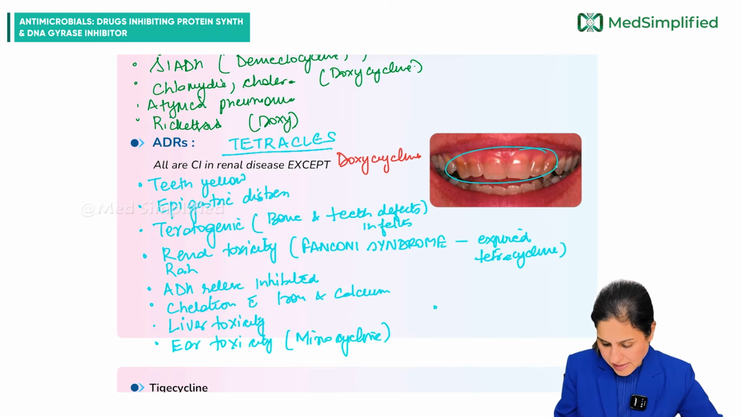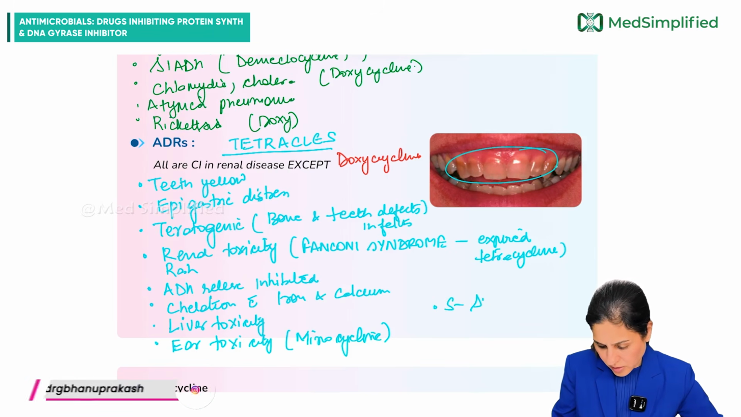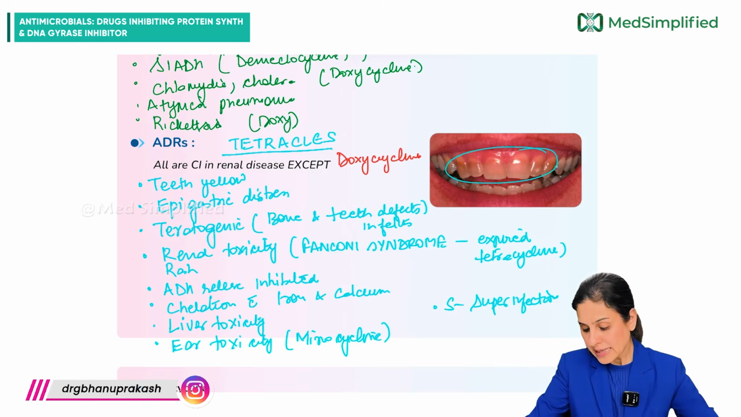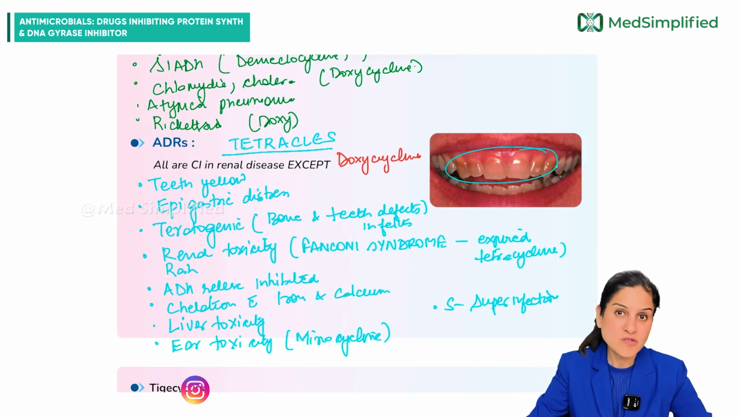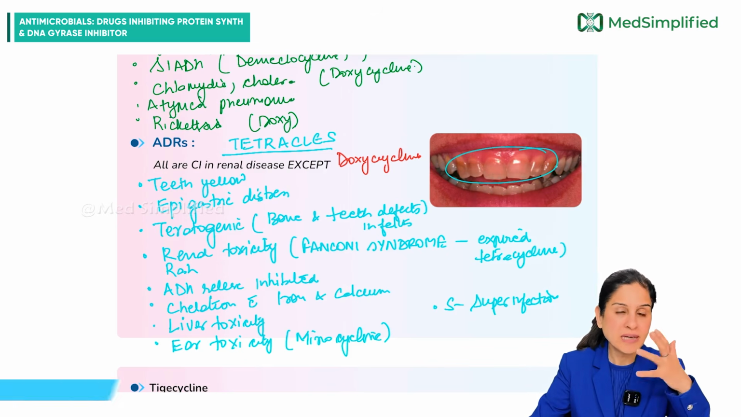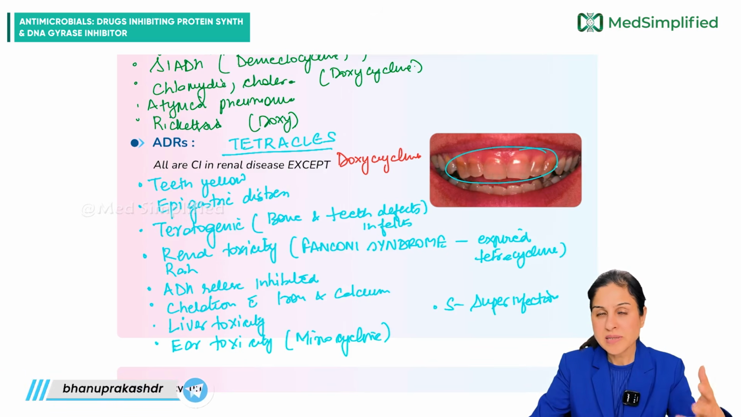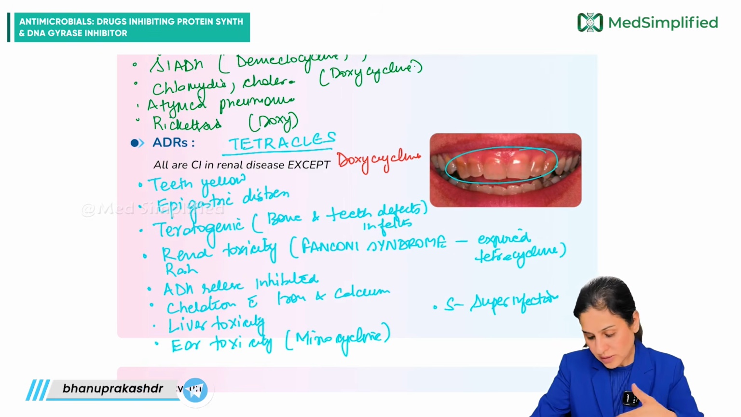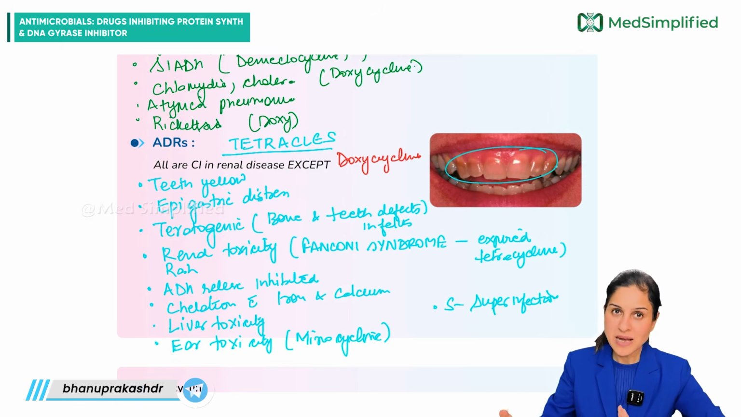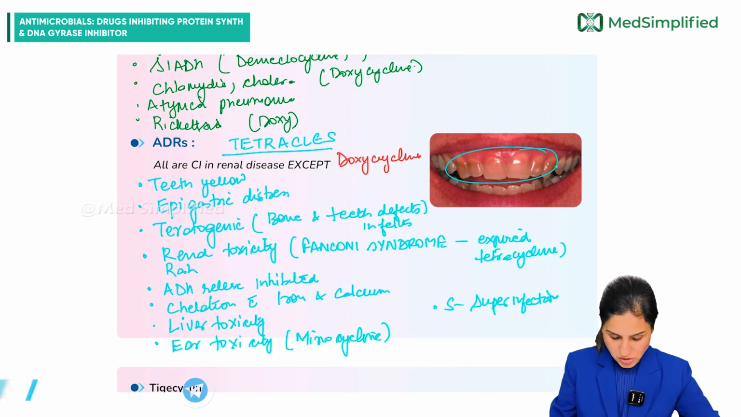And S stands for superinfection. Tetracycline is a broad spectrum antimicrobial. Usually all the broad spectrum antimicrobials have this problem of causing a superinfection. They are used for one type of infection, and because they suppress the intestinal flora, the good bacteria, they lead to superinfections in the patients. So tetracyclines as well as chloramphenicol have this issue.